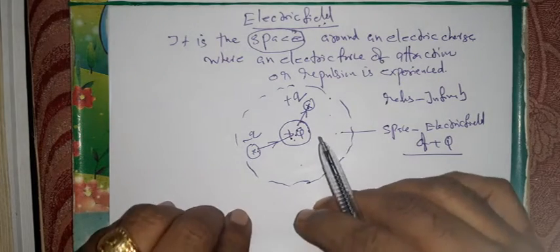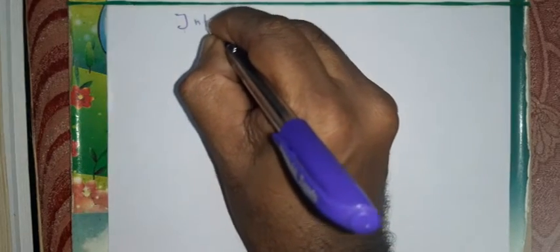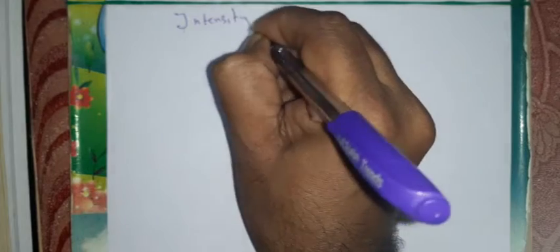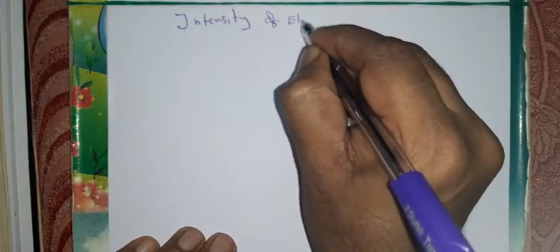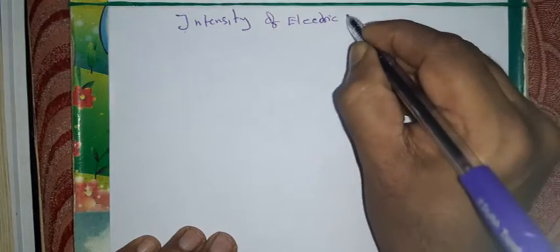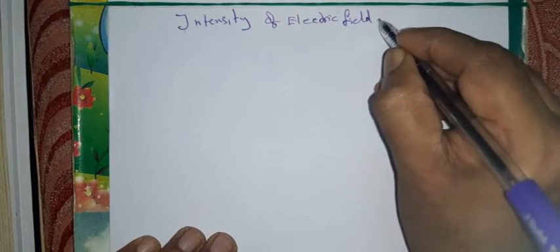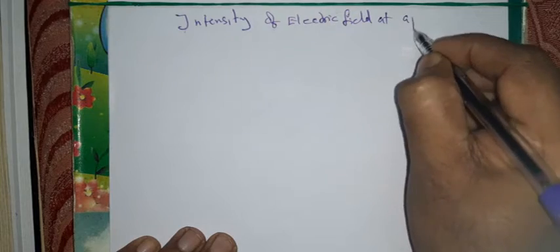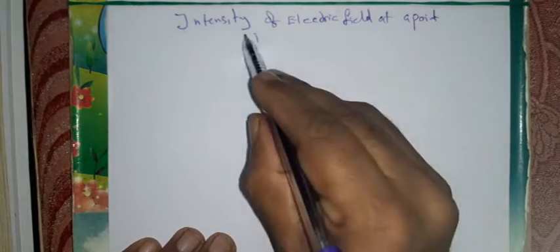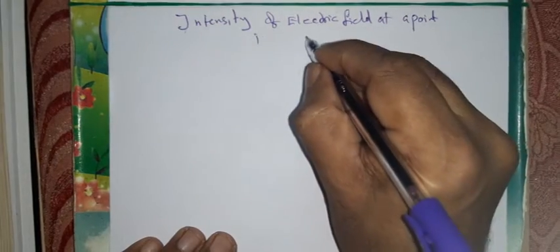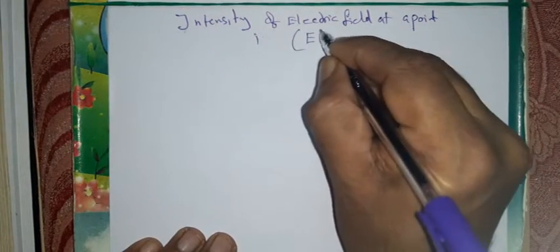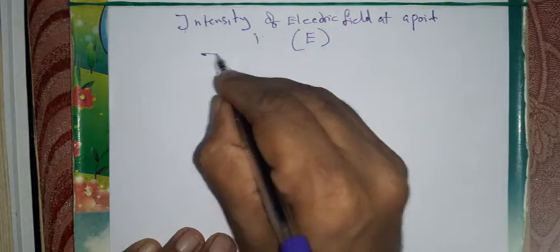Okay. Now we are coming to another point. It is intensity of electric field. We have studied about electric field. Now we are studying about intensity of electric field at a point. Usually it is represented by the English alphabet E.